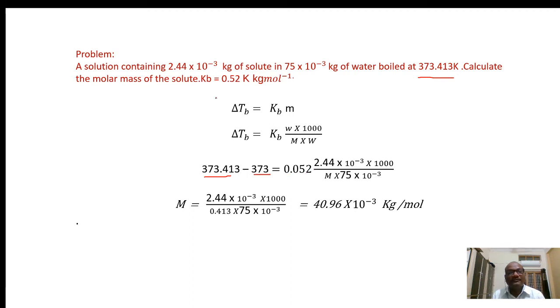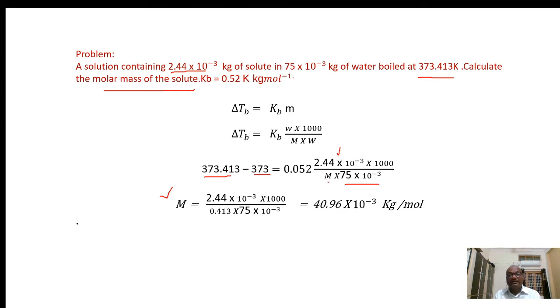And small w, what weight of solute is dissolved? 2.44 into 10 power minus 3 into 1000 divided by capital M. Capital M here is the molecular weight of solute. So that we have to find out. Find the molar mass of solute, that is the question. Into capital W, the weight of solvent. What is the weight of solvent given? 75 into 10 power minus 3. So every term is known in this one. We have substituted for each and every one except the molecular weight of solute. So you can write the equation for molecular weight of solute.